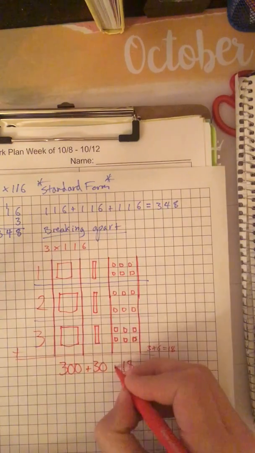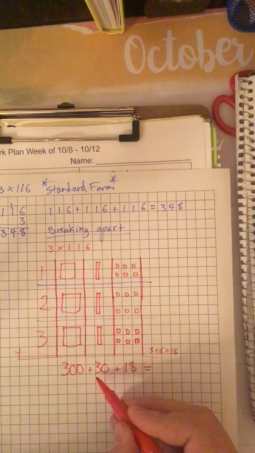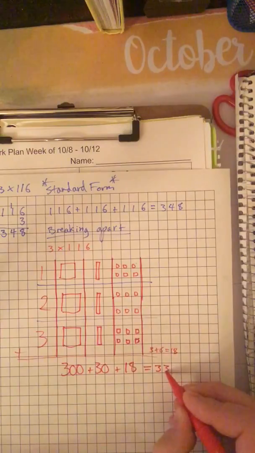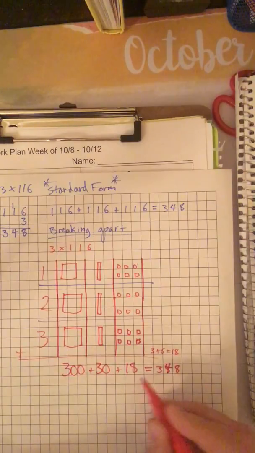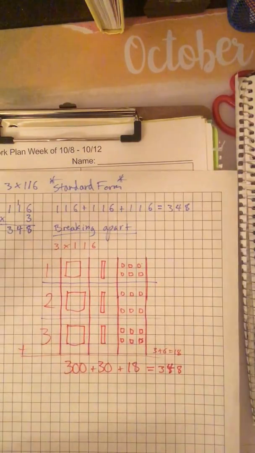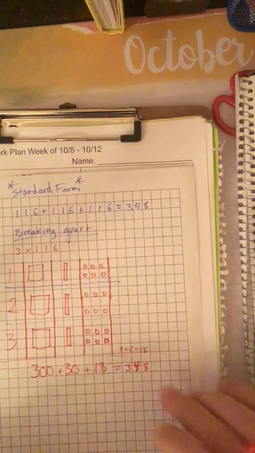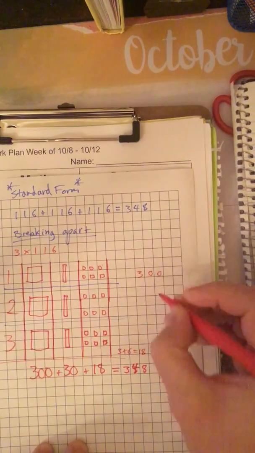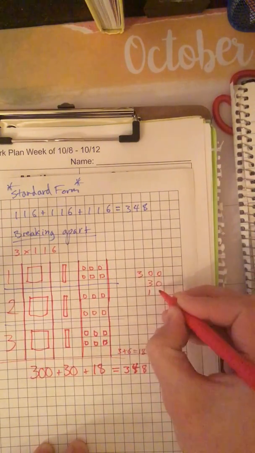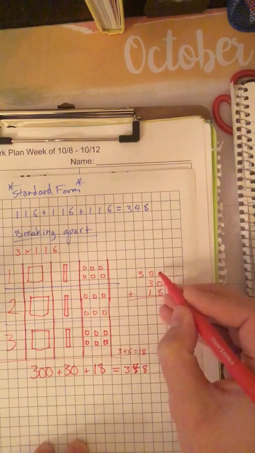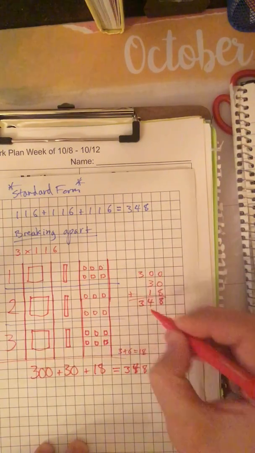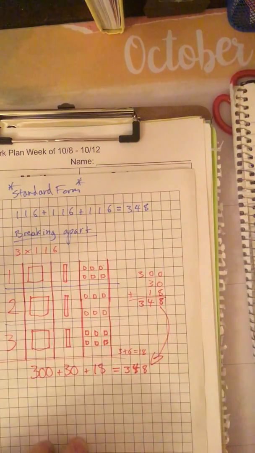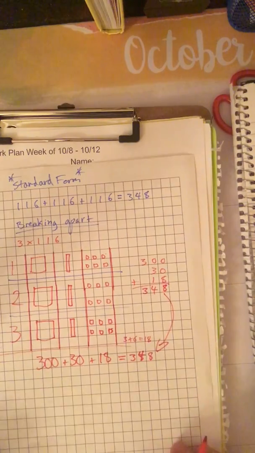Now I can add these and I'll get my answer, which is 348. Remember, 30 plus 18, that 1 would move over. 348. Now, if you don't believe me, I can do it out to the side. Do 300 plus 30 plus 18, add it up. 0 plus 0 plus 8, 8. 3 plus 1 is 4, then 3, 348, right? Okay, cool. But now we need to look at this as a multiplication problem.